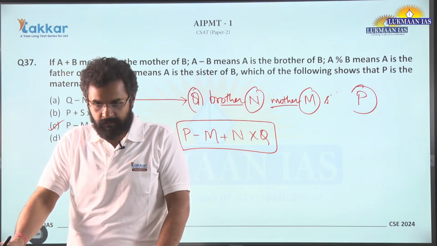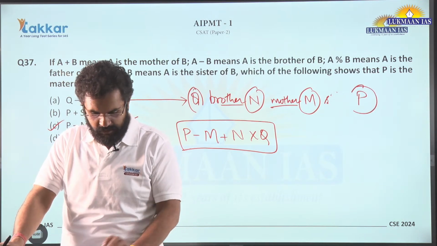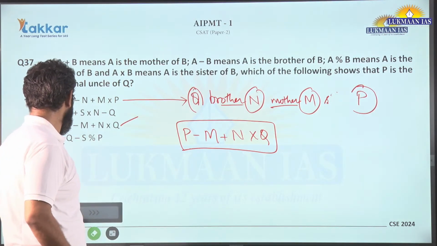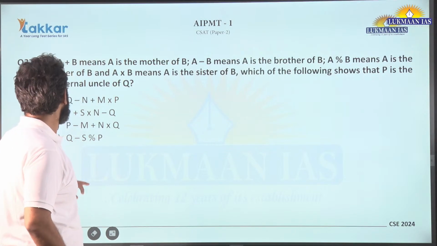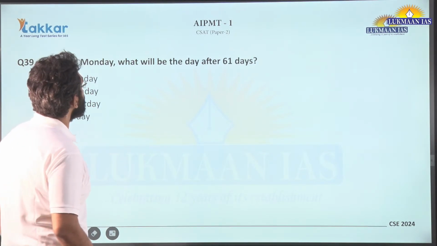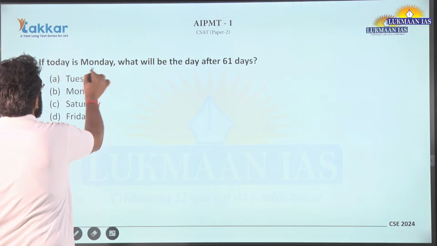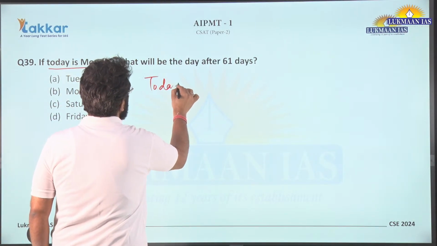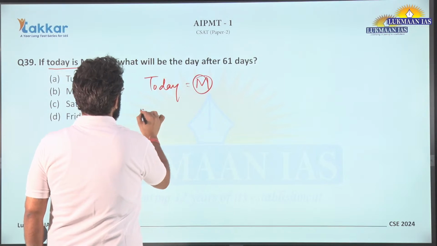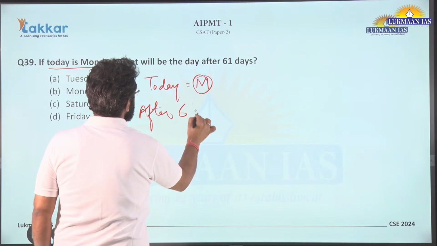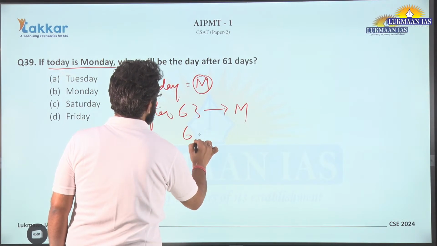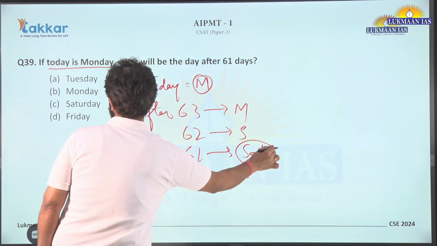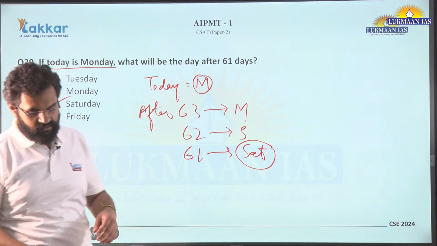The 38th question is very simple, we need not solve this question. 39th is also okay. If today is Monday, after 63 days it will again be Monday, the 62nd day will be Sunday, and the 61st day would be Saturday. Option C, Saturday is the right answer.